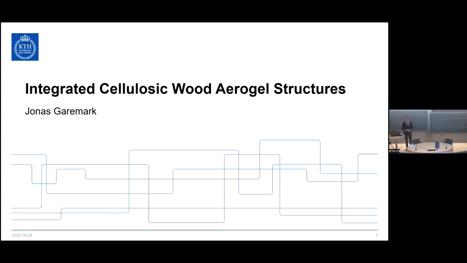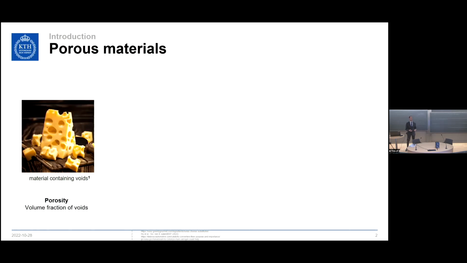I will present my thesis work, and I will start by talking a bit about porous materials, and then I will give a short introduction to what aerogels are. Porous materials are materials that contain voids, such as this Swiss cheese right here. They are often characterized by their porosity, which is the volume fraction of voids.